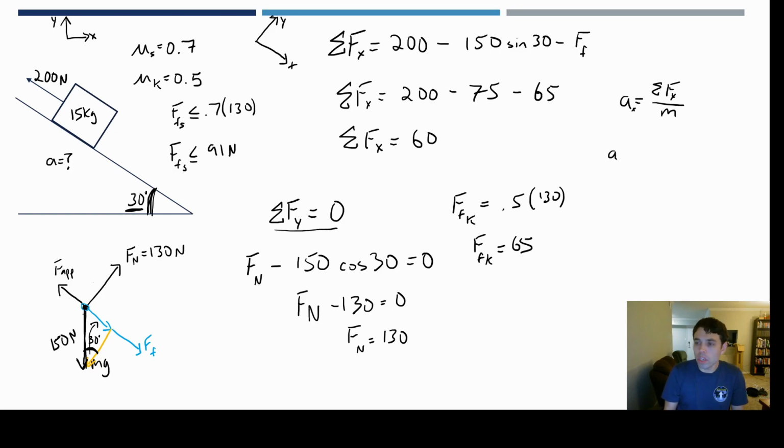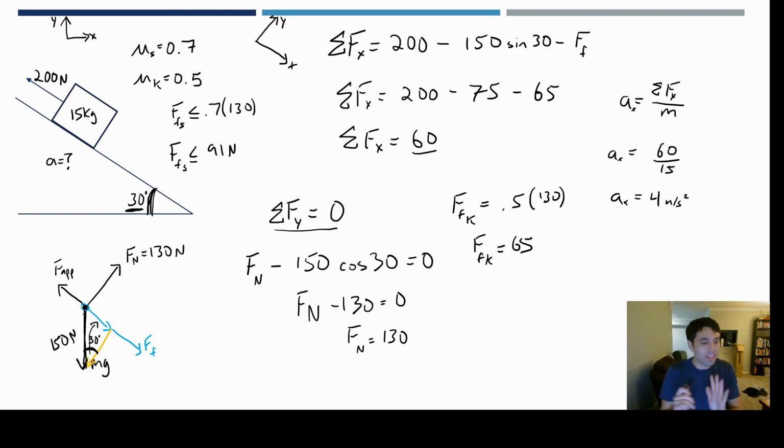So my acceleration will be, we just said it was 60, right? So 60 over the mass, which is 15. And my acceleration in the x direction will be a positive 4 meters per second squared up the ramp, right? We did it. All right, we're pushing the box up the ramp.